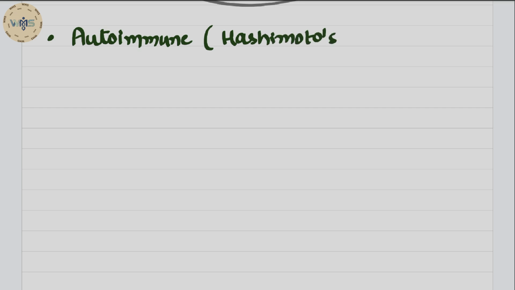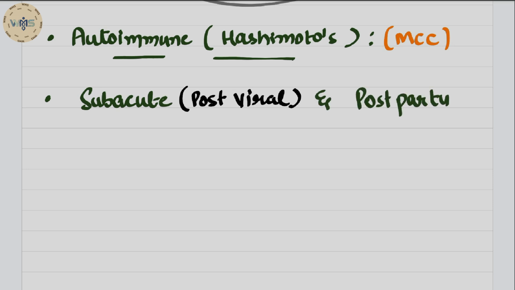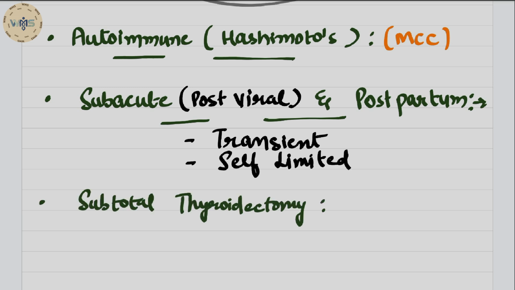The first and most important cause of primary hypothyroidism is the autoimmune thyroiditis, that is Hashimoto's thyroiditis, also known as lymphocytic thyroiditis. It is the most common cause of hypothyroidism. A hypothyroid phase also occurs in subacute, that is post-viral thyroiditis, and in postpartum thyroiditis, following the initial hyperthyroid phase. This phase is usually transient and self-limited. Hypothyroidism can also develop due to subtotal thyroidectomy for Graves' disease.